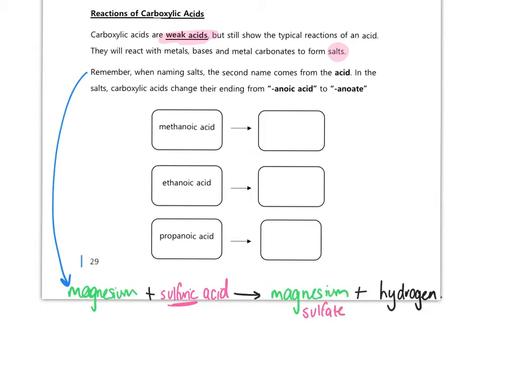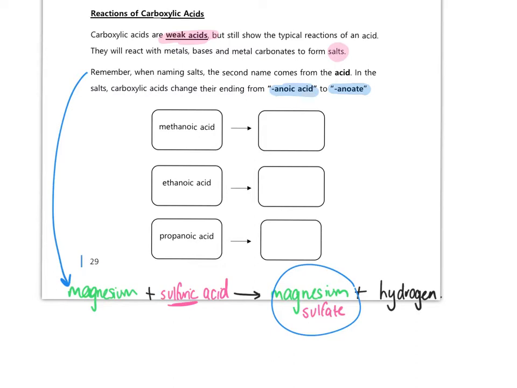So the name of my salt when magnesium reacts with sulfuric acid is magnesium sulfate. So you can see the acid changes its name. So it says there, remember when naming salts, the second name comes from the acid, but remember that name changes. With carboxylic acids, they all change from their ending of anoic acid to anoate. So what do we mean by that?